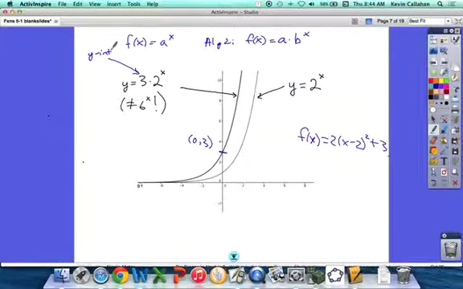Because, again, how do you find y-intercepts? You substitute x equals 0. Okay, well, if you substitute x equals 0, 2 to the 0 is 1. 3 times 1 is 3. So that's why that is always the y-intercept right there.